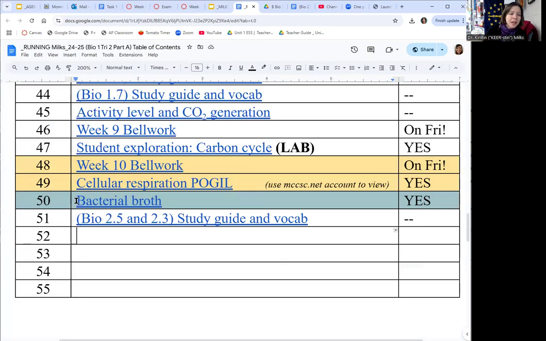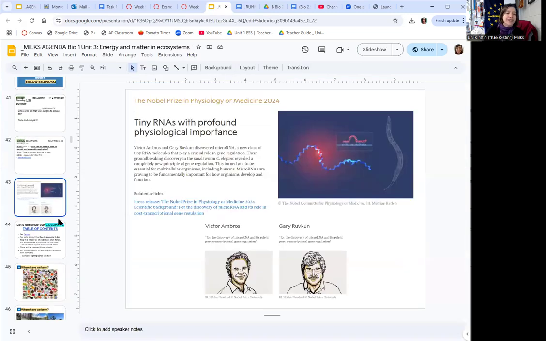All right, here's our table of contents page. The one you need today is bacterial broth. You are also getting a whole bunch of other stuff, but I'm going to show you what that is as we go through these videos, and then it'll be live for you. So the yellow is for my class today as I'm recording this. You are recording 50, it's bacterial broth.